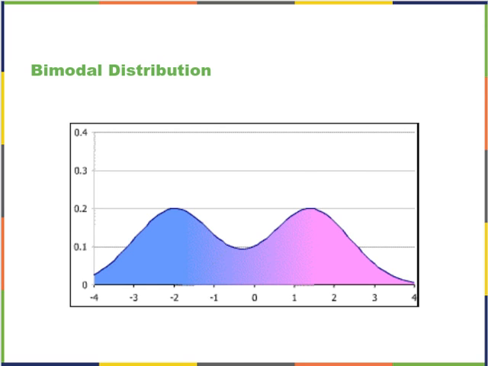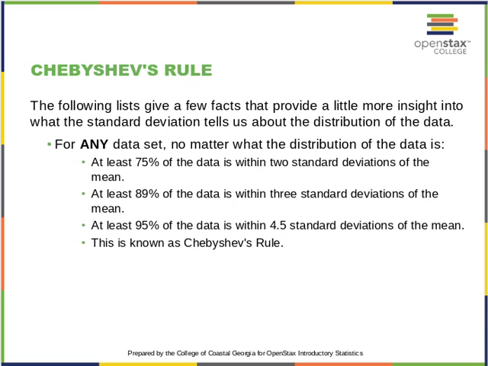We end up with what is called Chebyshev's rule. This is saying that for any data set, no matter what the distribution, so this does work with bimodal distributions, with skewed distributions, we will end up with these characteristics. 3/4 of the data is within 2 standard deviations of the mean. 89% of the data is within 3 standard deviations of the mean. And 95% of the data is within 4.5 standard deviations of the mean. That's what we call Chebyshev's rule.